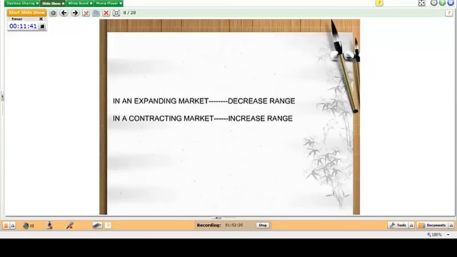In an expanding market, we want to tend to decrease the range. In a contracting market, okay, evidence of range contraction. Again, this is a rising trend where the lower 50% line of the larger range, your 50% retracement, is lower than the 50% Fibonacci level of a shorter range, and that's an indication of contraction.